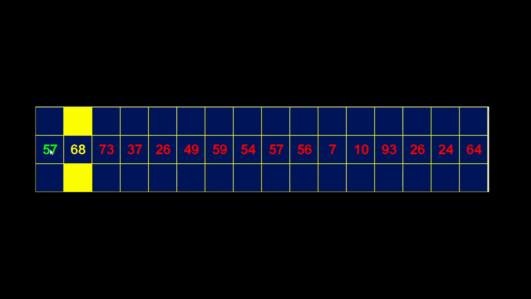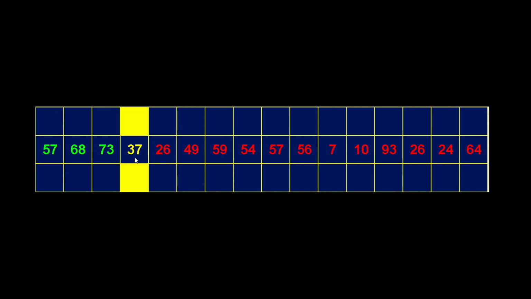Well, we do if its left neighbor is too big, but it's not. In this case, 57 comes before 68, so we're actually done with 68. And then we move on to this one and we ask, do we need to shift it to the left? Is its left neighbor too big? And again, the answer is no, so we can move on.